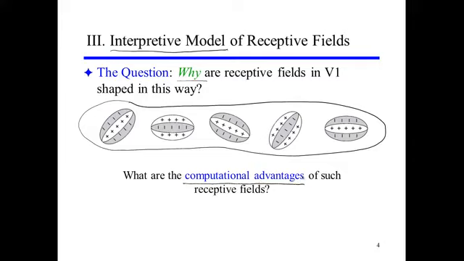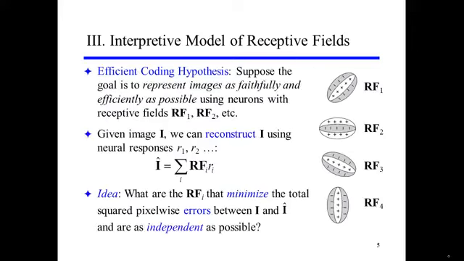Now, this is the kind of question that perhaps an engineer or a computer scientist would ask. So why do we need to use these types of receptive fields? Do they confer any advantages? So let's look at one particular interpretive model of receptive fields. The interpretive model that we look at is based on the efficient coding hypothesis. So what does this hypothesis state? Well, it states that the goal of the brain, through evolution for example, is to represent images as faithfully and as efficiently as possible using the neurons that it has.